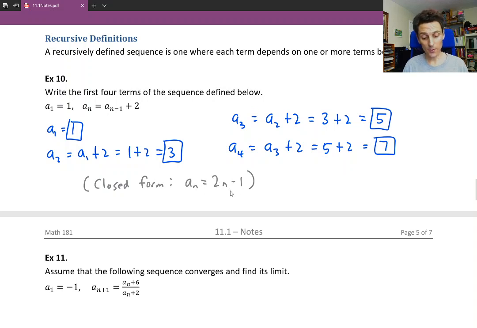But that would be a closed form, and sometimes closed forms are more useful. You can jump in and get any term you want. You can get the 100th term if you want. You would have 2 times 100 minus 1. That would be 199, the 100th term.